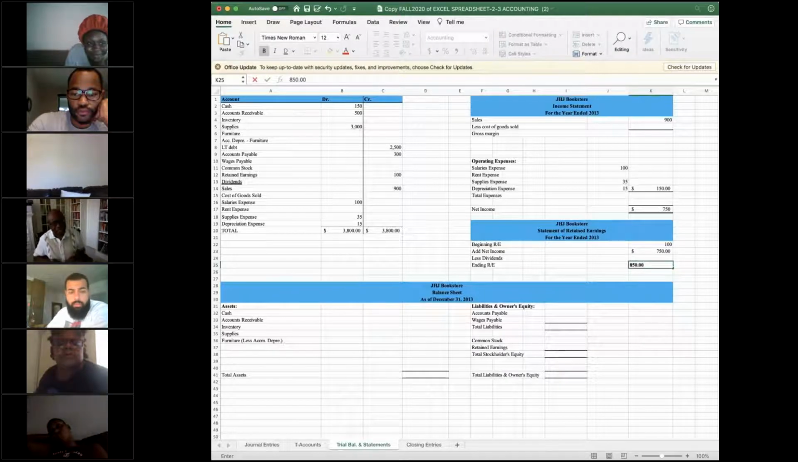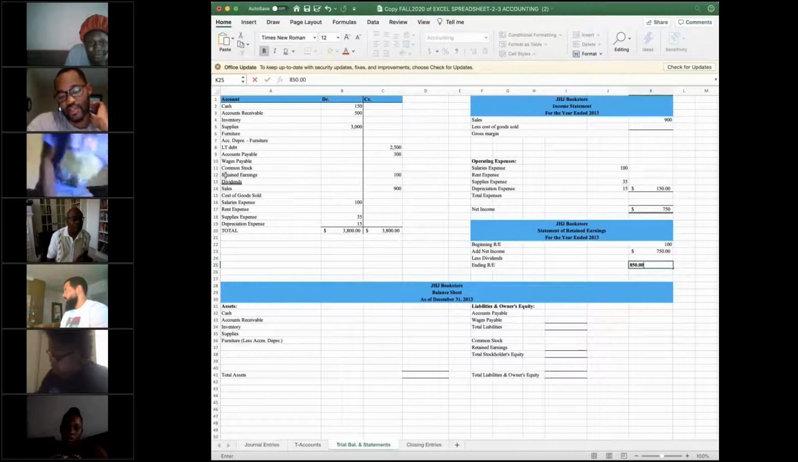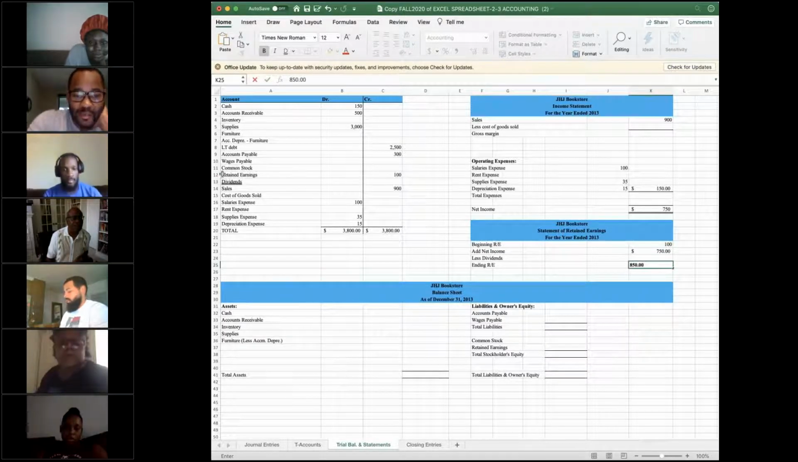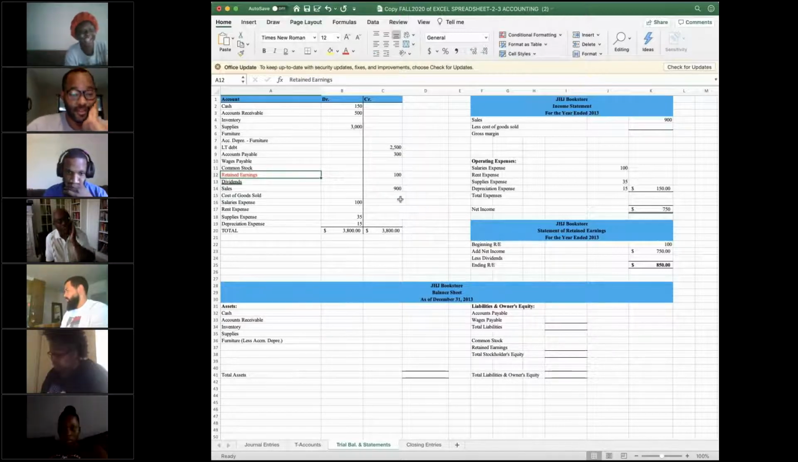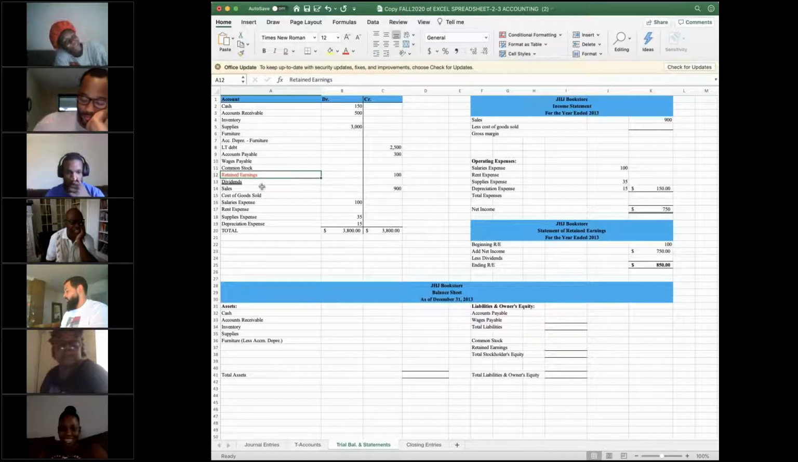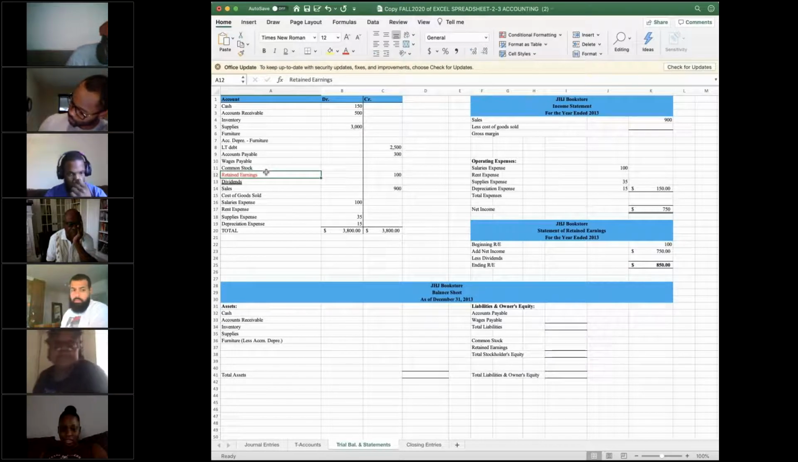Now, can y'all do a balance sheet? The balance sheet is directly from above, right? It's just information from the trial balance. The balance sheet is going to be from retained earnings up. You see I have retained earnings in red. Do me a balance sheet.